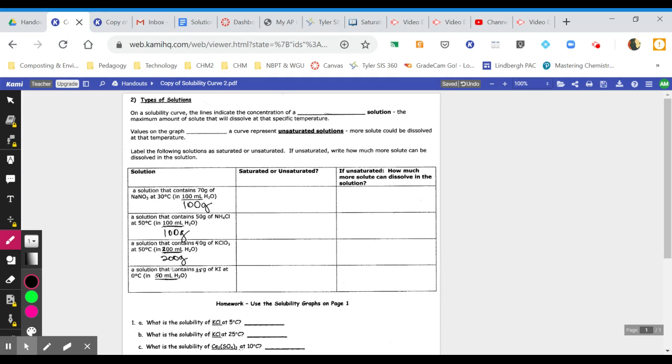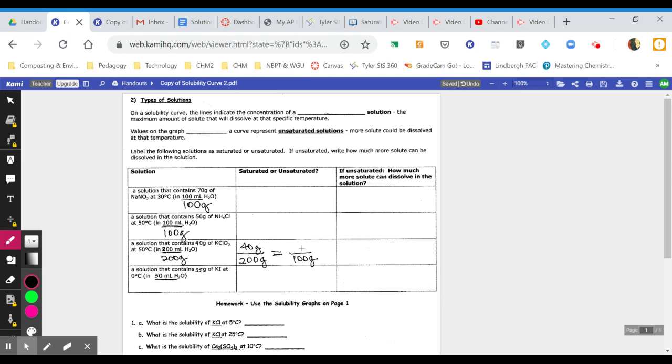We only have our one for 100 grams, but we can use ratios in comparison to figure out what this is. So it says a solution that contains 40 grams of potassium chlorate at 50 degrees Celsius in 200 grams of water. So we're going to make that a ratio. 40 grams in 200 grams of water. And then we're going to go look at our graph, which is actually in 100 grams of water. So the temperature here is 50.